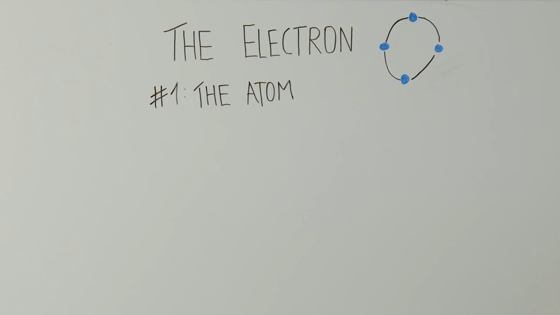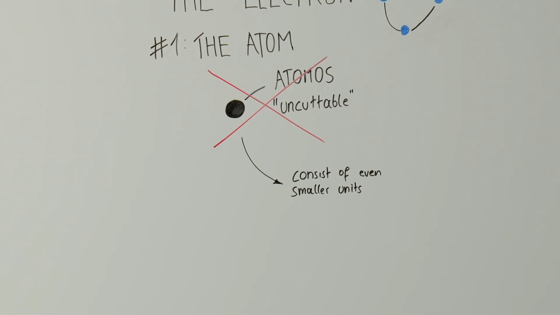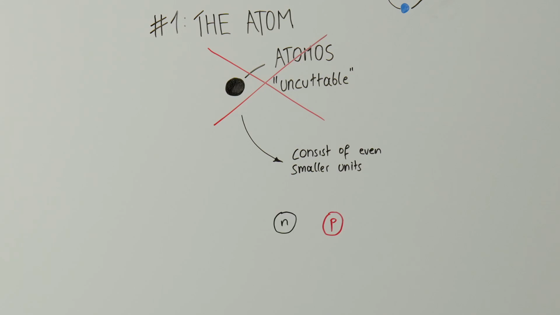Our world, everything you see, consists of extremely tiny building blocks, the so-called atoms. Their name comes from the ancient Greek word atomos, which stands for uncuttable. Previously, they were thought to be undividable, but scientists found out that they consist of even smaller units. These units are called protons, neutrons, and electrons. The protons are charged positively, the neutrons are neutral, and the electrons are charged negatively.